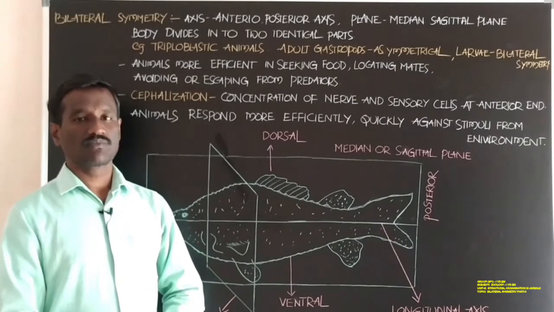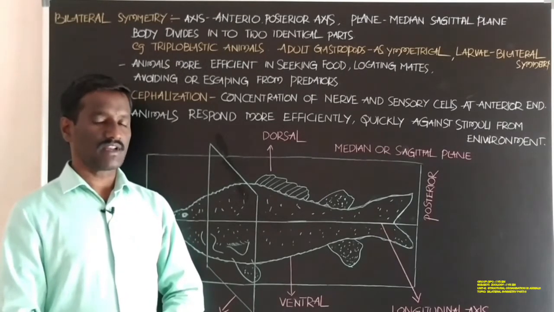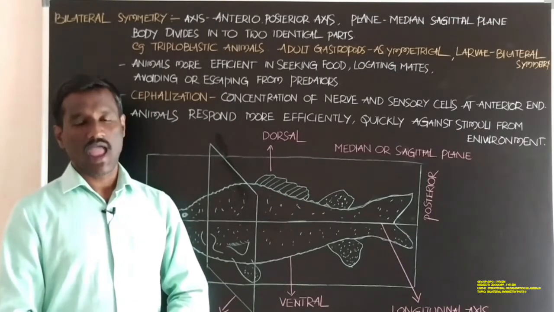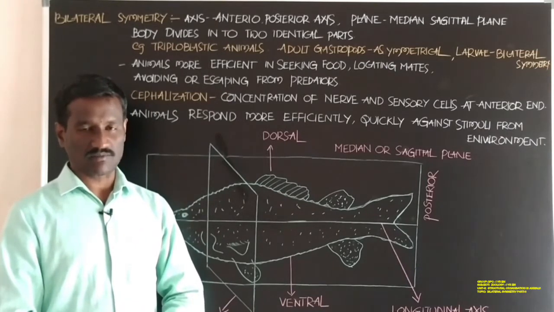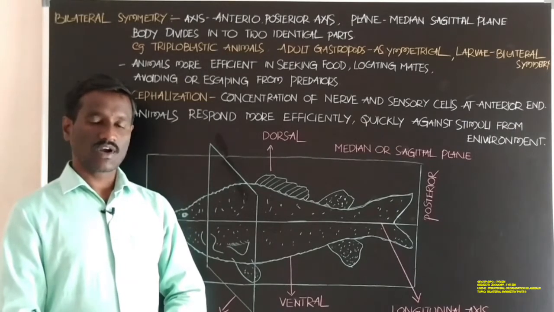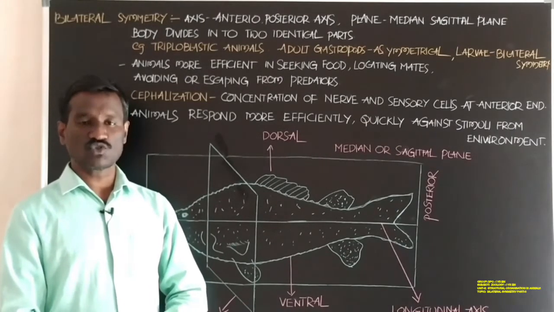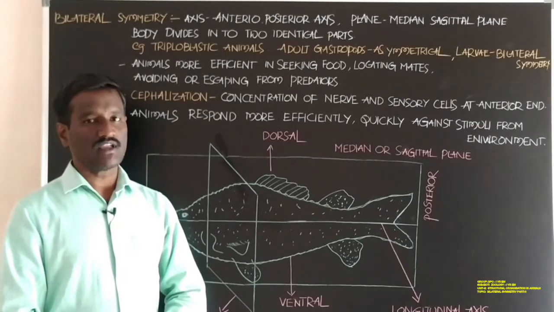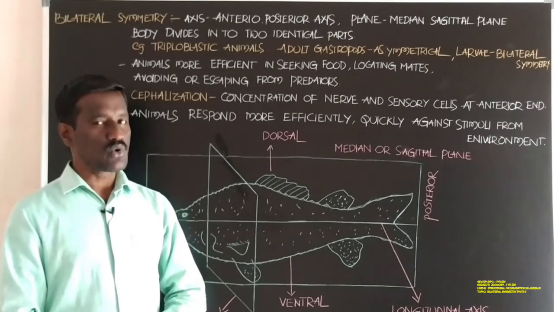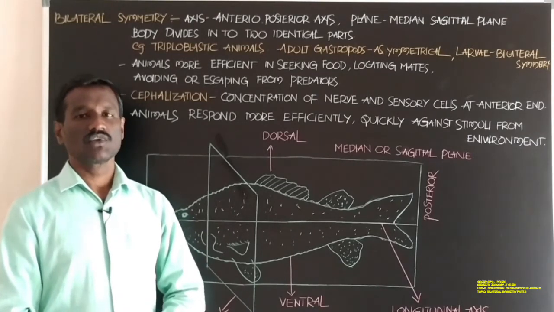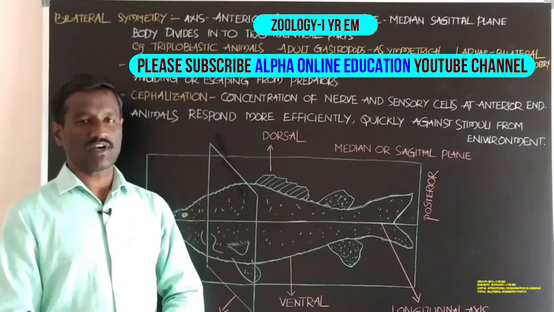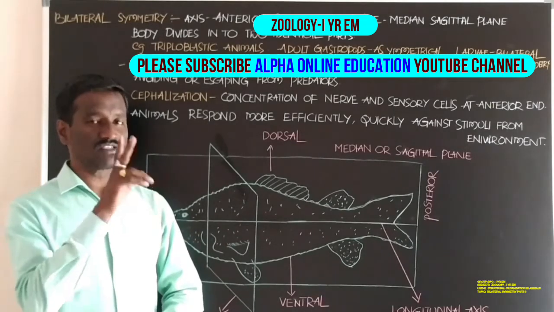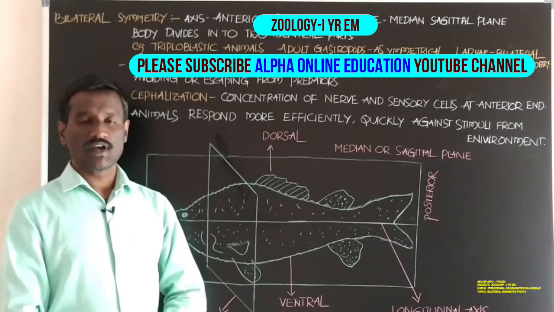And the final one is bilateral symmetry. In bilateral symmetry, the plane is the median sagittal plane, the median longitudinal plane. The axis is the anterior-posterior axis. The plane passes through the anterior-posterior axis, and the animal's body can be divided into two identical parts. That symmetry is called bilateral symmetry. Triploblastic animals show bilateral symmetry. Diploblastic animals show radial symmetry.